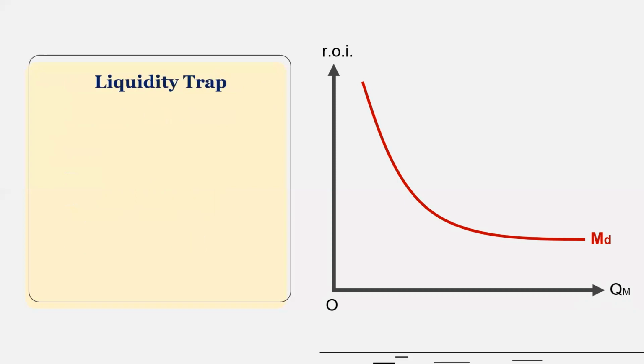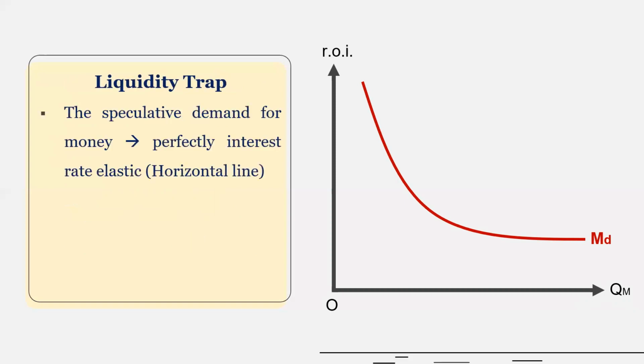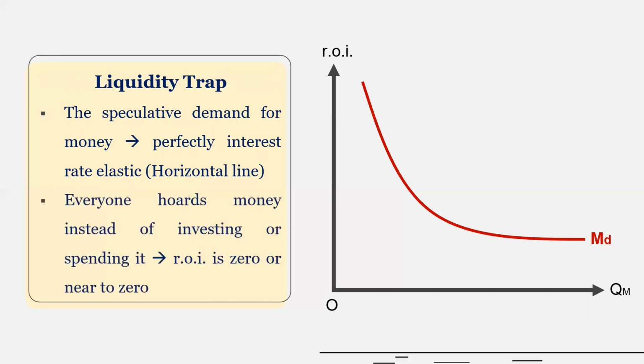Now, what is liquidity trap? The speculative demand for money becomes perfectly interest rate elastic. See the horizontal part. So here, everyone holds money instead of investing or spending it. So rate of interest is either zero or it is near to zero. See the horizontal part of the demand for money curve. So therefore, monetary policy becomes ineffective.